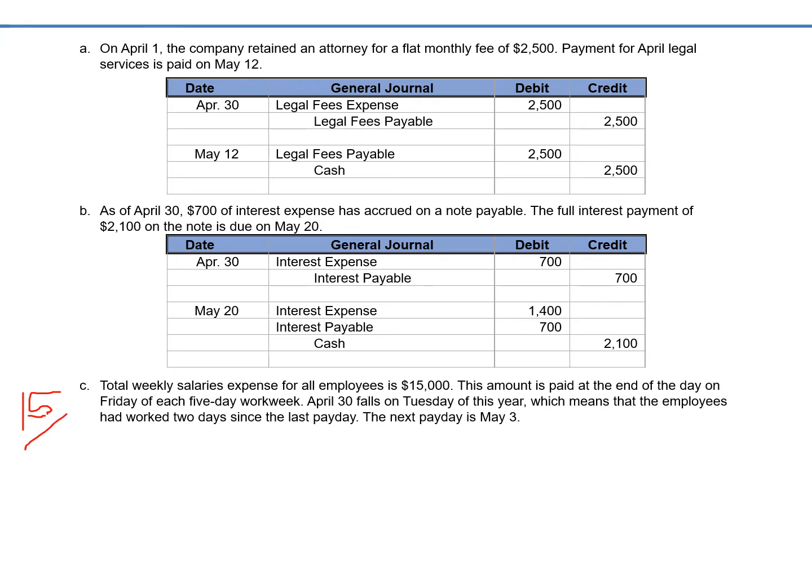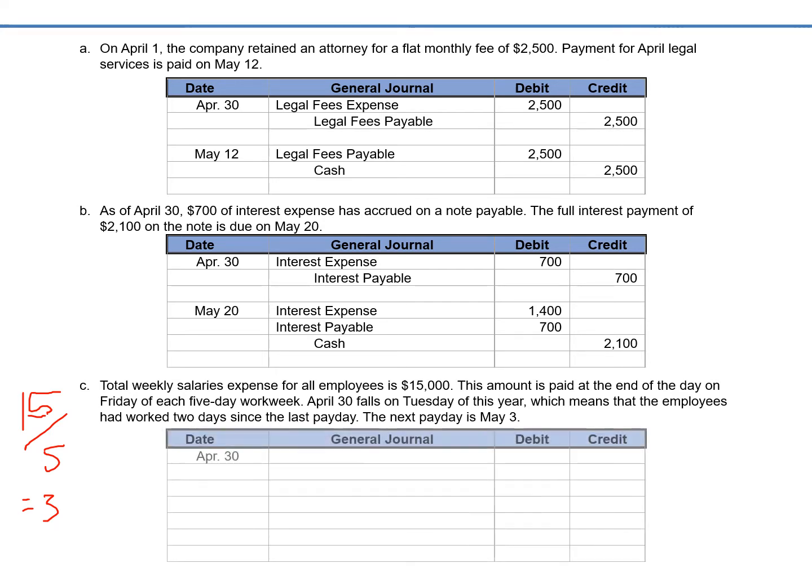So $15,000 per week divided by 5, I can do that math without a calculator too, so go tell everybody that. All right, so that's $3,000 per day, sorry. All right, so on April 30th, we want to record our salaries expense for the 2 days the employees have worked. So that's 3,000 times 2, that's $6,000. And we're going to record a salaries payable that we're going to pay on May 3rd of $6,000.